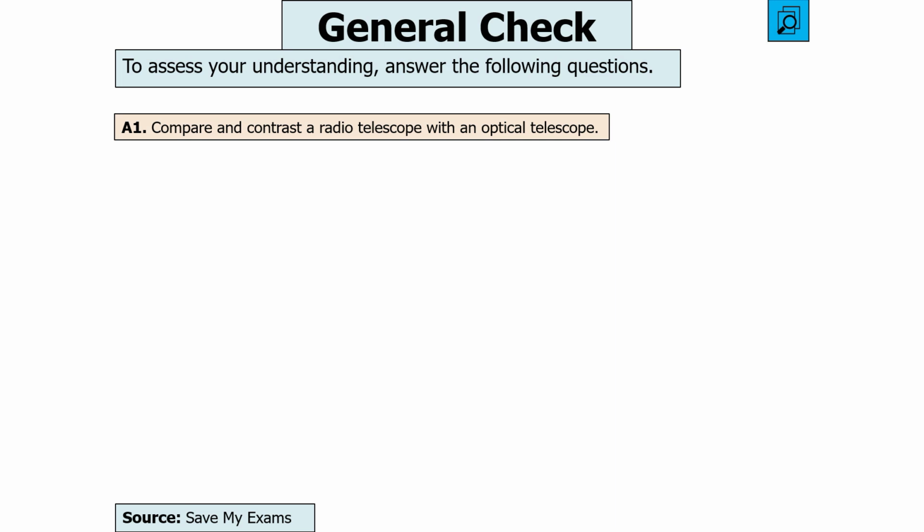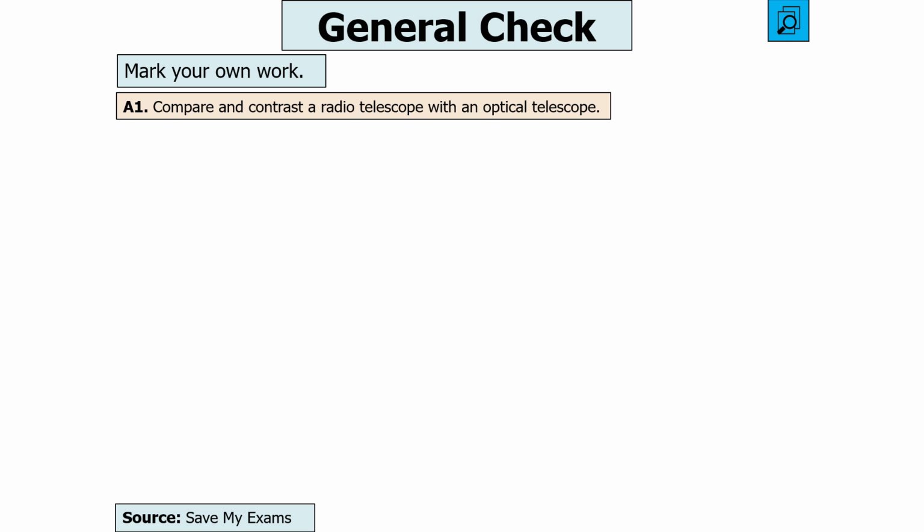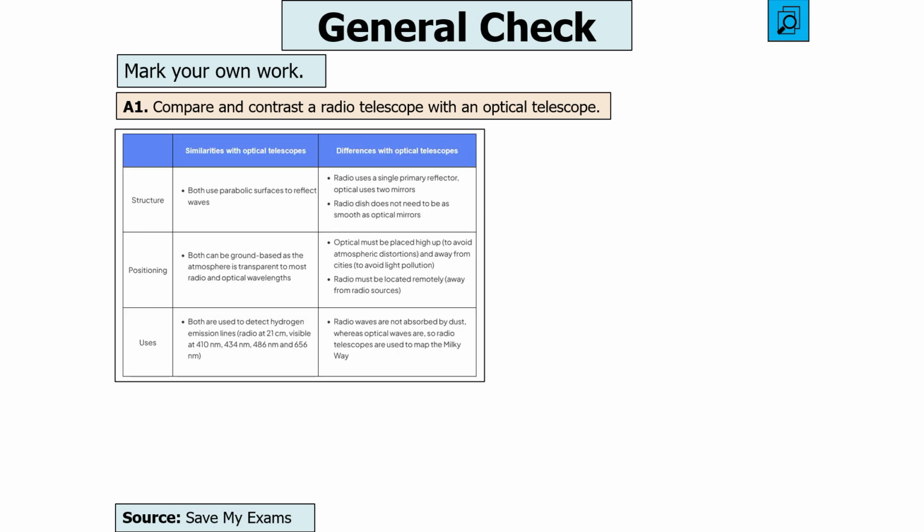The next question says, compare and contrast a radio telescope with an optical telescope. Pause the video now, then unpause the video when you want to go through your answer. Right, what do we know? They're similar because they both use parabolic surfaces to reflect waves, but the differences are that a radio telescope uses a single primary reflector whilst the optical uses two different mirrors, and a radio dish does not need to be as smooth as an optical mirror.